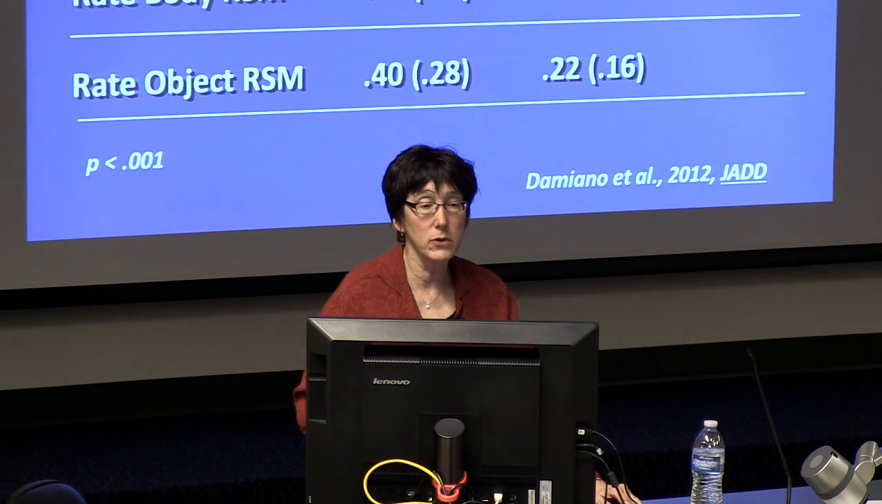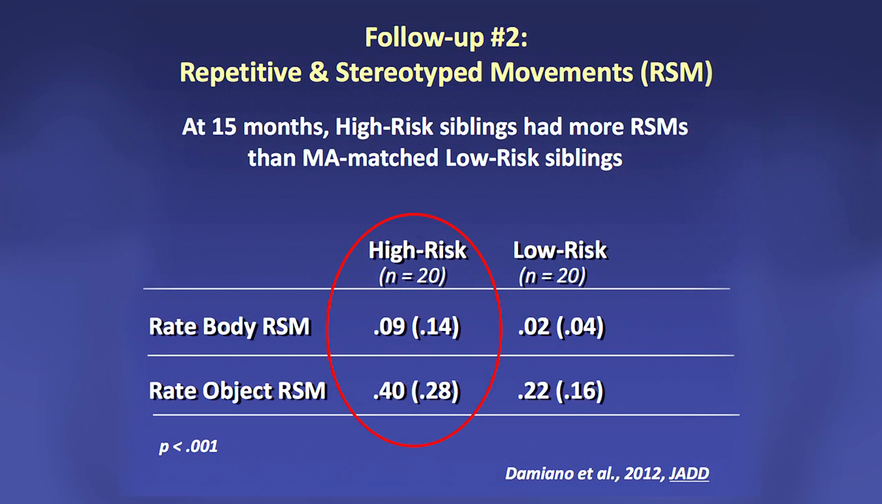And this is another example where, at 15 months, we looked at high-risk siblings and low-risk siblings, and we matched them on mental age, so you couldn't attribute any differences to lower cognitive level. And we found that repetitive movements with the body and repetitive movements with objects were higher in the high-risk group, 0.09 versus 0.02 for the body, and 0.40 versus 0.22 for object. So it's a very low rate, but it still is different.